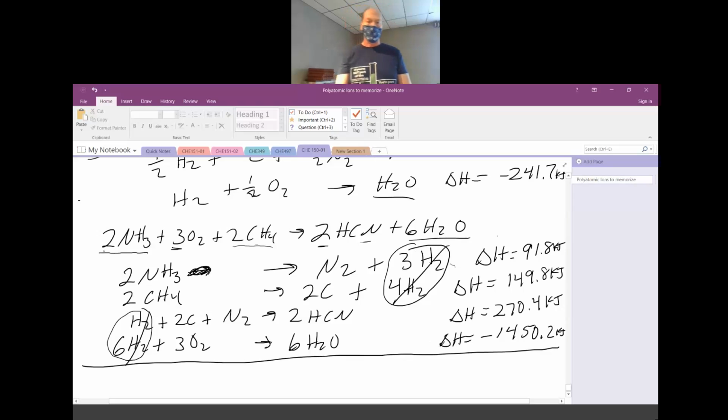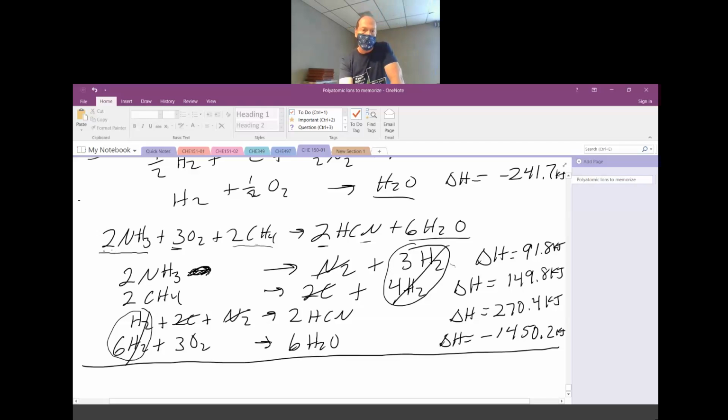The hydrogens are gone. Carbons, we have 2 carbons on the left. We also have 2 carbons on the right. We subtract 2 carbons from both sides. They are gone. Nitrogen, we have 1 N2 on the left. We have 1 N2 on the right. We subtract them. They are gone. And now we have subtracted everything that can be subtracted.